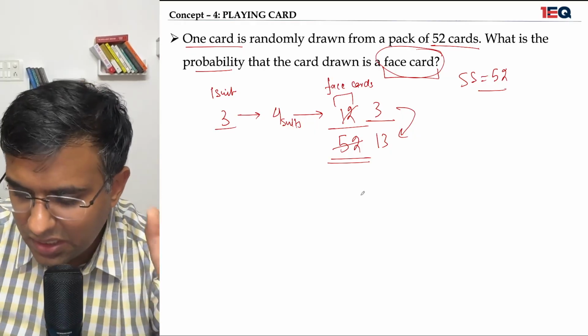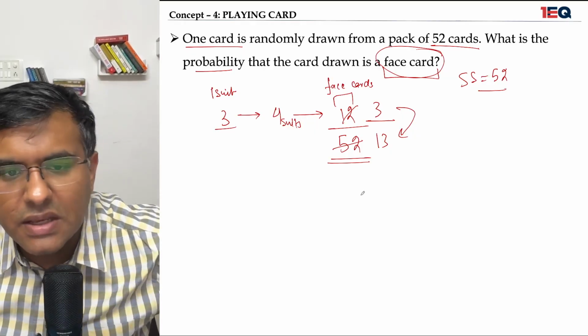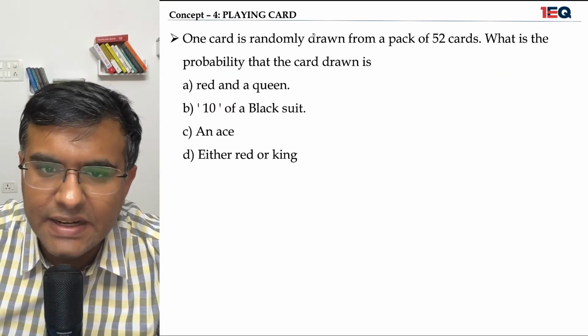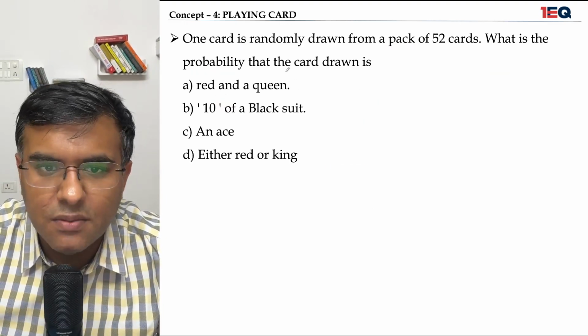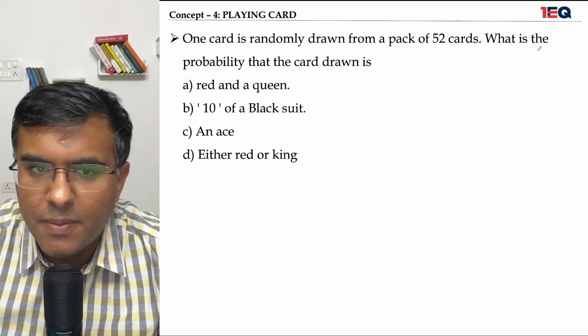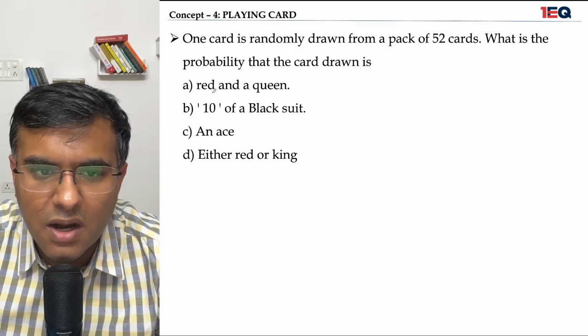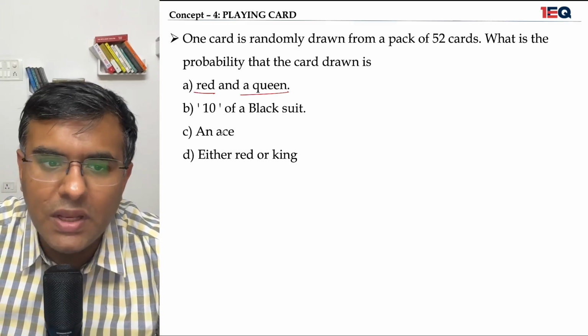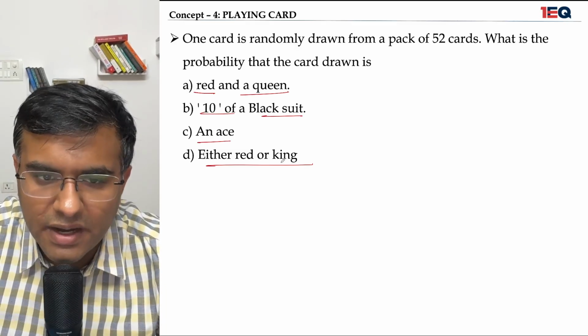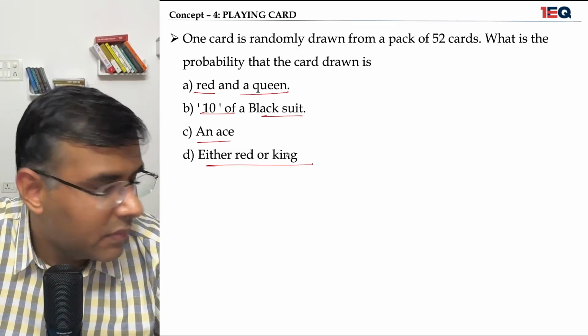Remember it. Ace does not have a face on it, so ace is not considered a face card. Secondly, now this question: one card is drawn randomly from a pack of 52 cards. The probability of the card drawn being a red and a queen, 10 of a black suit, an ace, and either red or king.